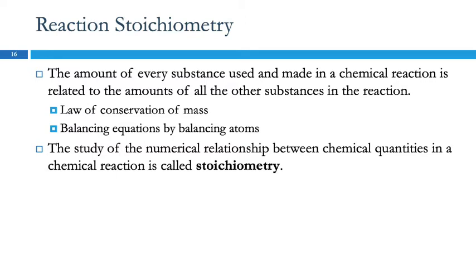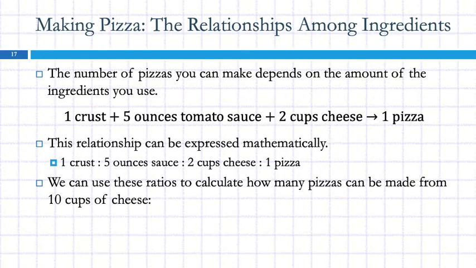So we have to obey the law of conservation of mass, because just like the law of gravity, you can't just say you're not going to do it today. So we balance the equations by balancing the atoms, which we just saw how to do. Now, the study of these numerical relationships between chemical quantities is called stoichiometry. You've probably heard that word before. I'm not going to quiz you on it or ask you to spell it, but if I say stoichiometry, you should have kind of a clue of what we're talking about.